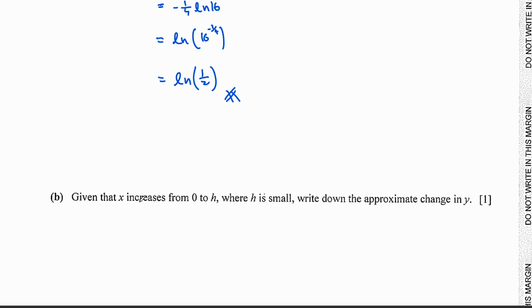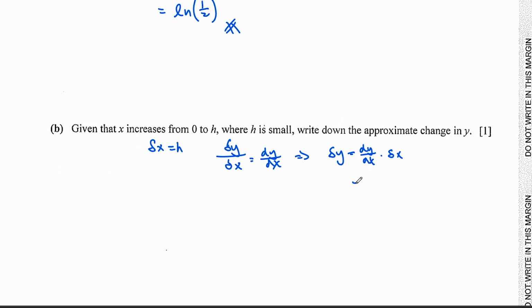And given that x increases from 0 to h, that's our delta x, and h is small. Since h is small, we can approximate the change with this expression, and we want to find the approximate change in y. So we know that the delta y will be the derivative multiplied by the change in x. The change in x is just h, so we just have to write h multiplied by ln half. Okay.